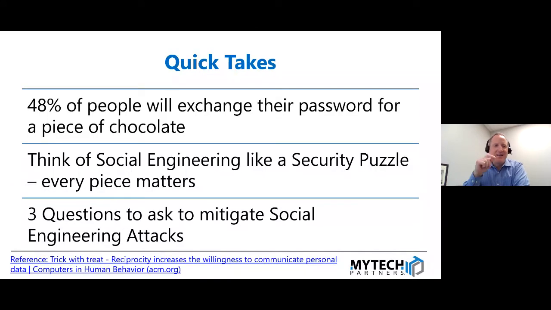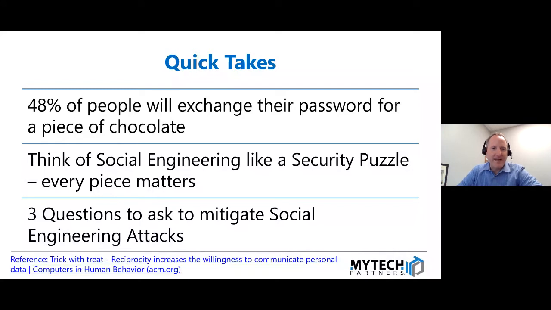And I thought I'd put a little note as an example to illustrate the problem that we're trying to solve, which is a study was done, and 48% of people will exchange their password for a piece of chocolate. So for those of you who have team members who love chocolate, take note, because 48% of them might exchange their password for a piece of chocolate. There is a reference study for instance, and we will provide those references later.